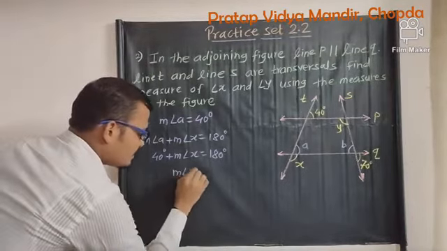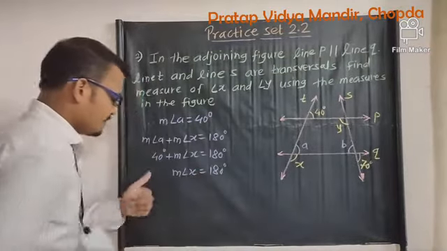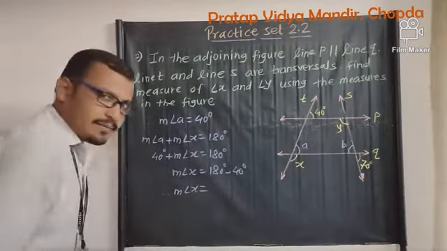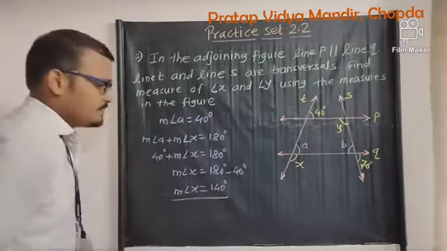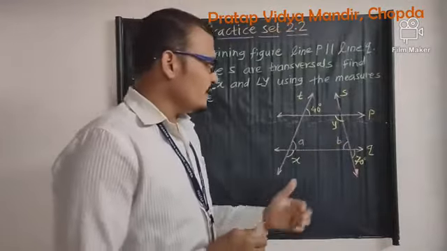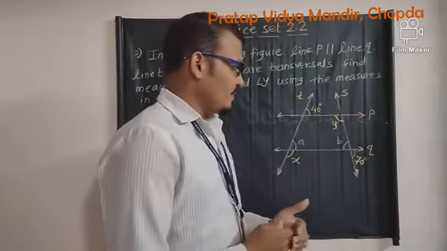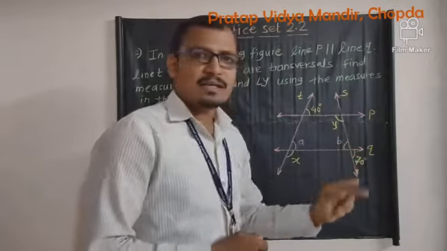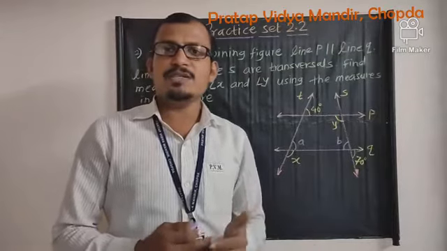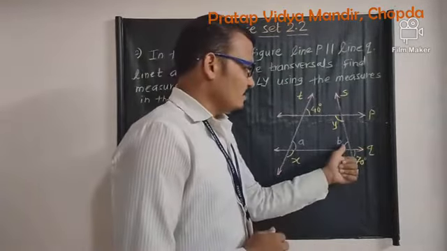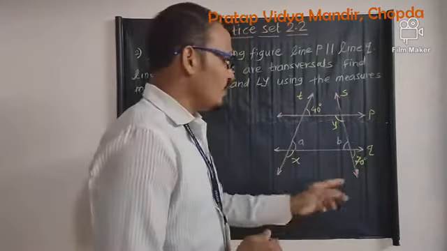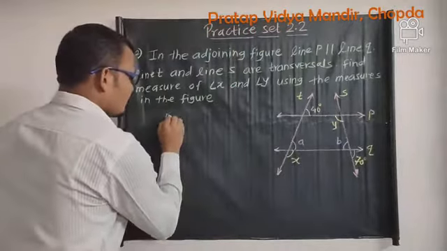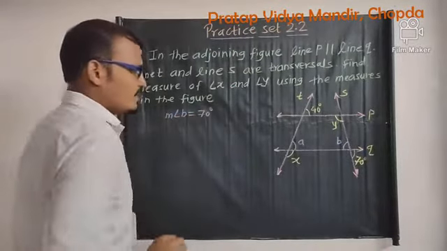Now measure angle X is equal to 180 degrees minus this 40 degrees. So measure angle X is equal to 180 minus 40, which is 140 degrees. Now to find angle Y, we let this angle be B, but here this angle B and this angle of measure 70 degrees are vertically opposite angles, and we know that the vertically opposite angles are equal, and hence measure angle B is also 70 degrees.